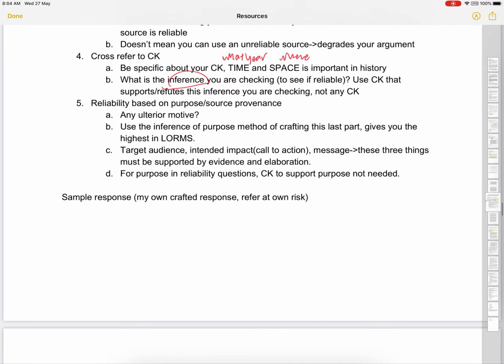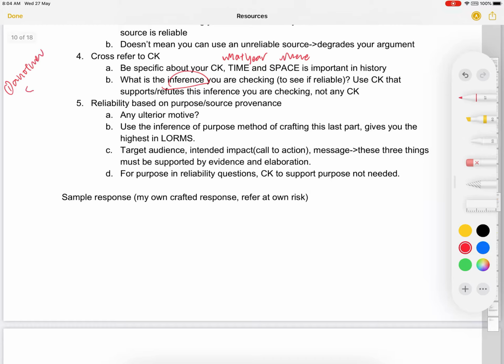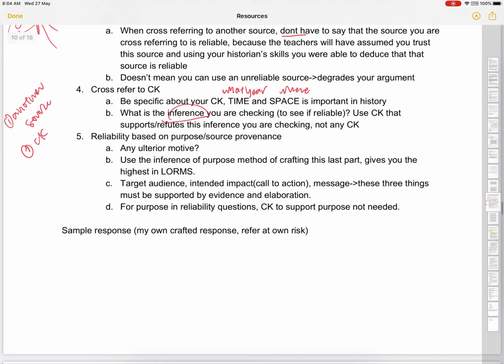So basically, you have two choices: another source for cross-referring or your CK. Sometimes if the sources are not rich enough, you can cross-refer both times to your CK, but you have to cross-refer twice. I will be making a video about LOMS, the level of response marking scheme, which will show what is expected of a very high grade answer, in one of my next videos, so do look out for it. And then I'll explain to you why we have to do two cross-referencings.